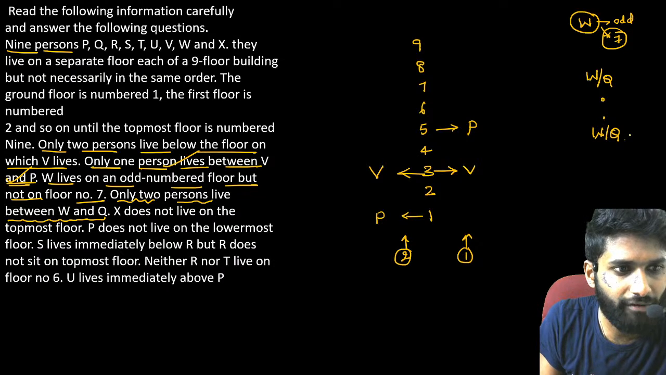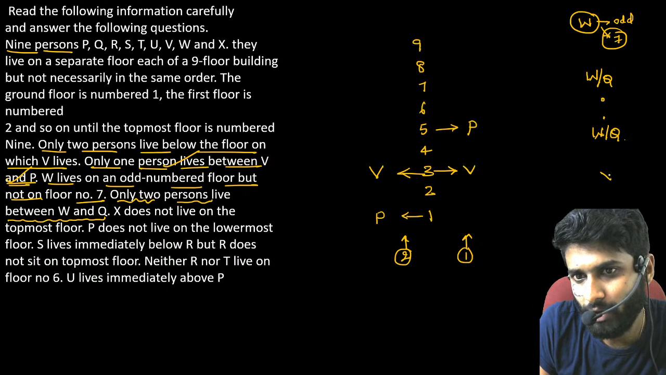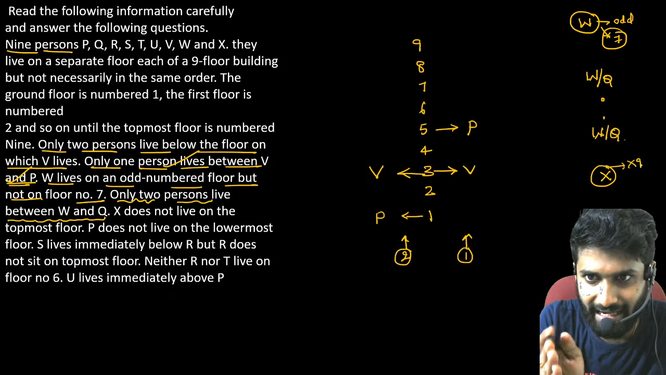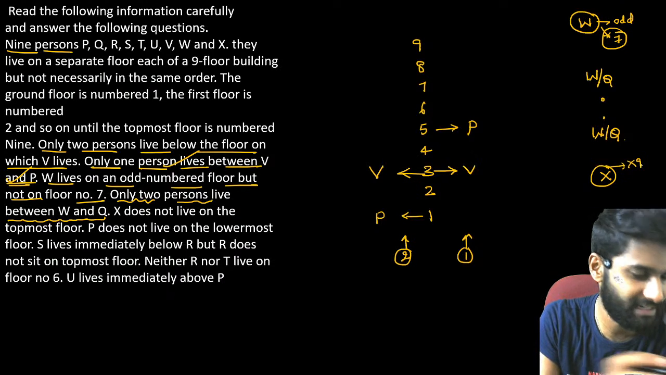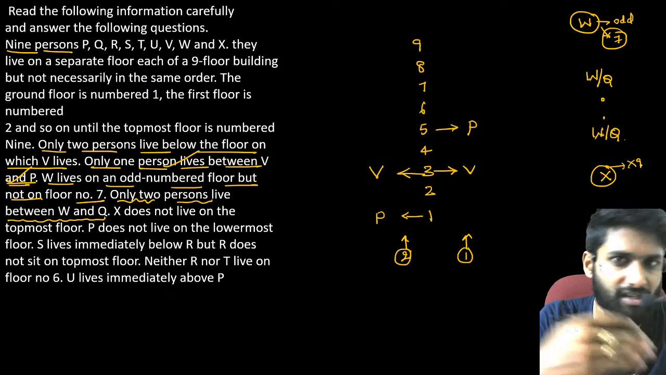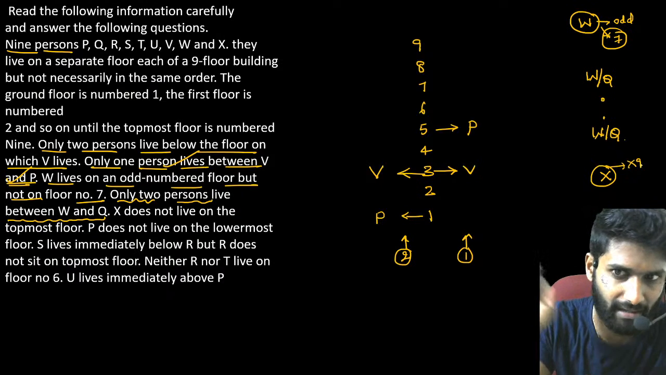X does not live on the topmost floor. Make a note point: X is not on floor number 9. If you write any note point, don't read the statements again, guys. If you completed the entire reading, don't go again. Whatever is a positive term, fit it into the table. Otherwise, keep it as a note point.